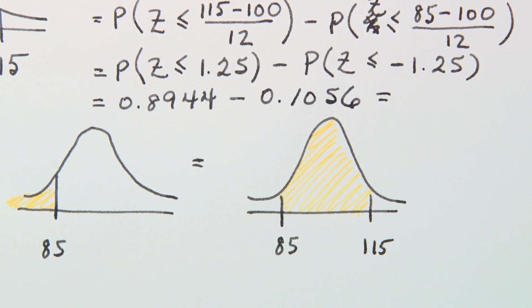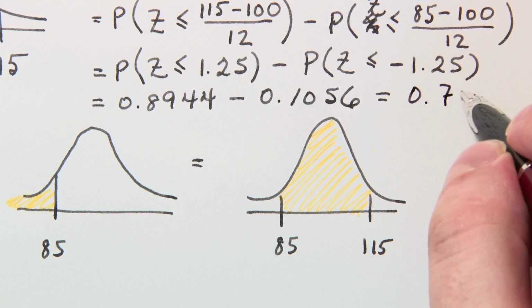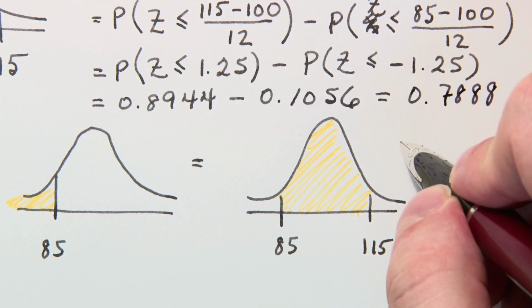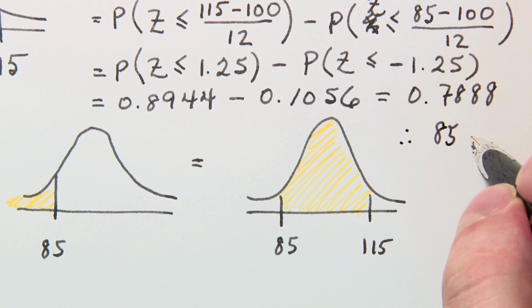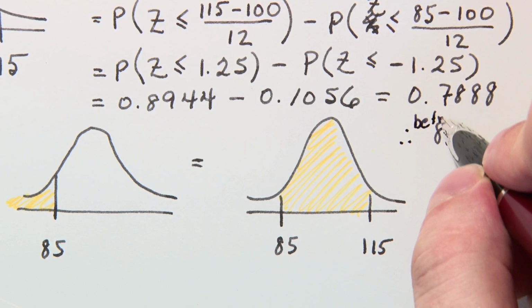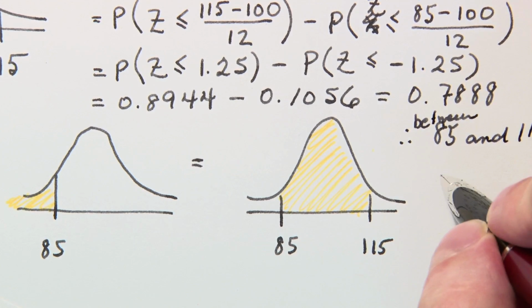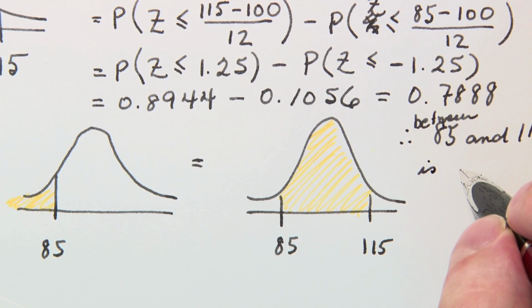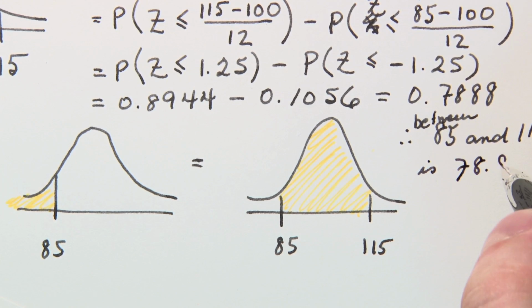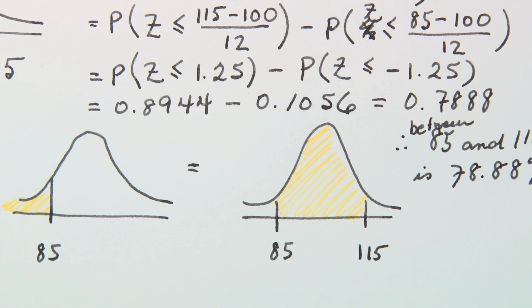0.8944 minus 0.1056 gives you 0.7888. So therefore, the probability that someone has an IQ score between 85 and 115 is 78%. Okay.